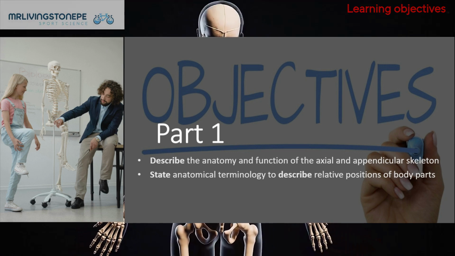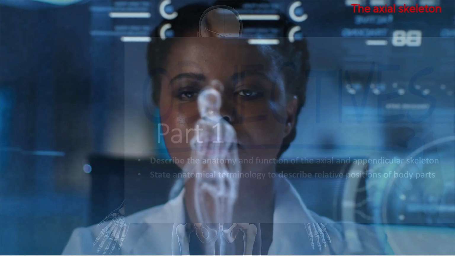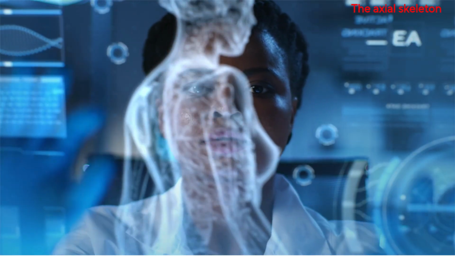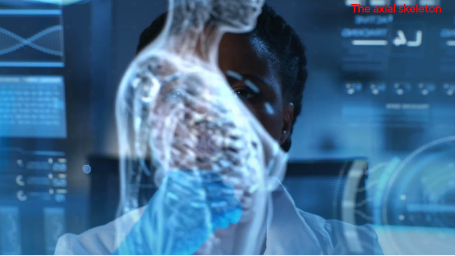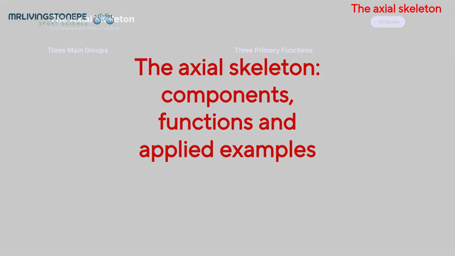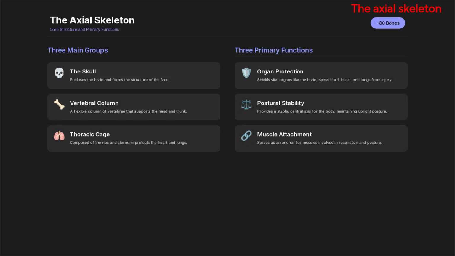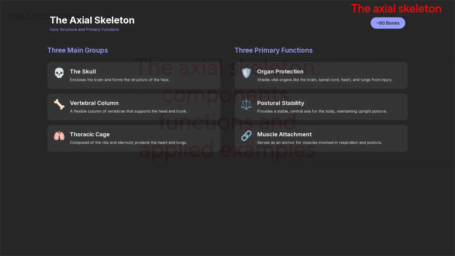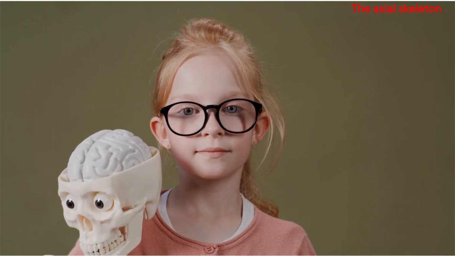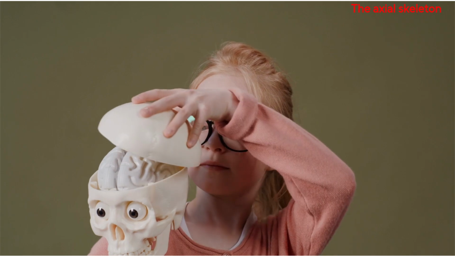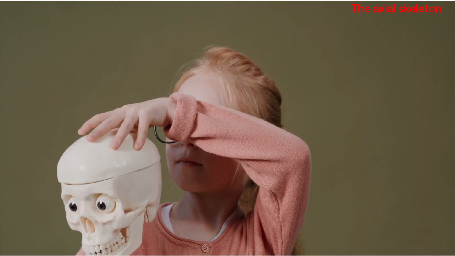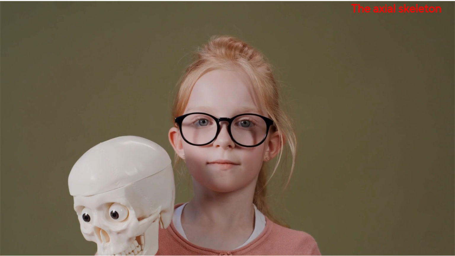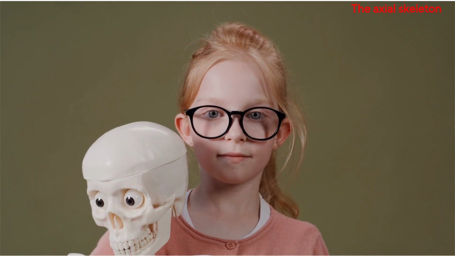Here we go. The axial skeleton contains approximately 80 bones organised into 3 main groups: the skull, vertebral column and thoracic cage, with 3 primary functions: protecting central organs, providing postural stability and serving as attachment sites for respiratory and postural muscles. The skull consists of the cranium, including the frontal, parietal, temporal, occipital bones, protecting the brain, and facial bones, including the maxilla, mandible, zygomatic, supporting chewing and sensory structures.